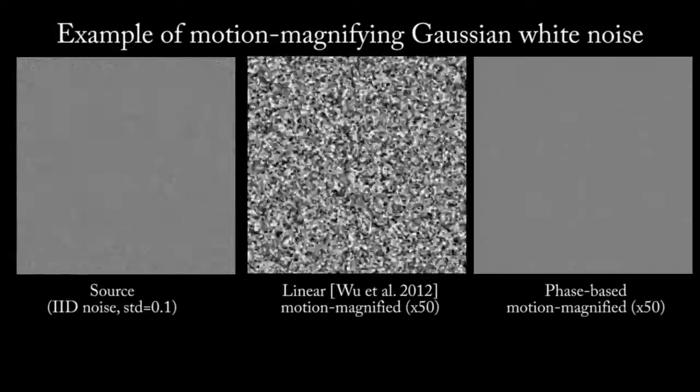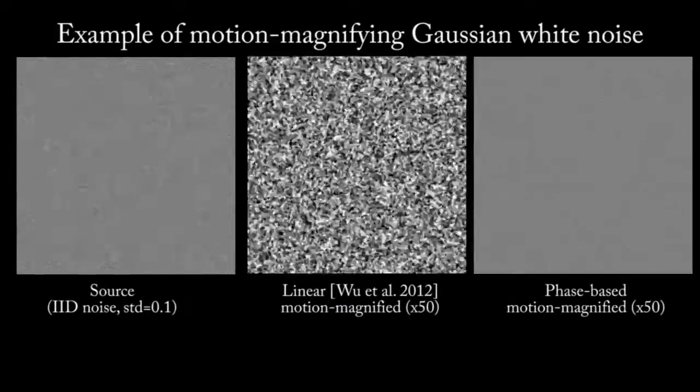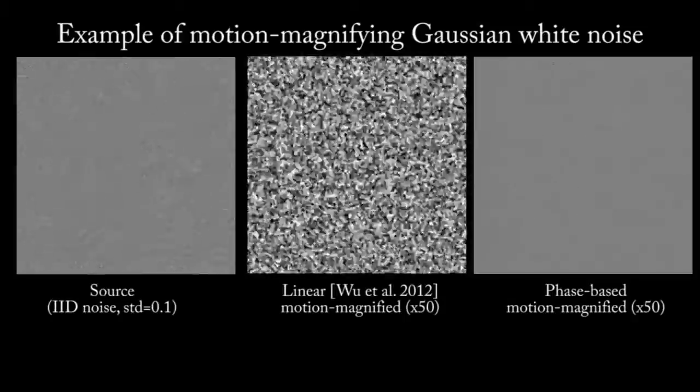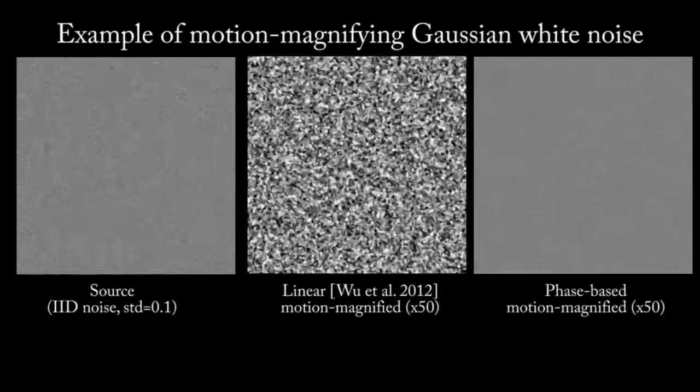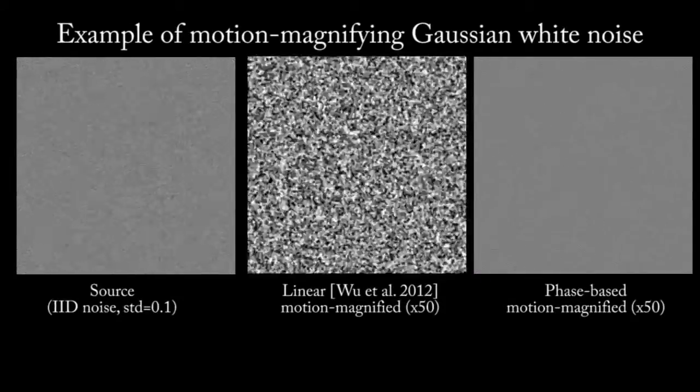The phase-based method also has excellent noise characteristics, as shown here on Gaussian IID noise. The linear method amplifies noise with signal. In contrast, the phase-based method translates rather than amplifies noise.